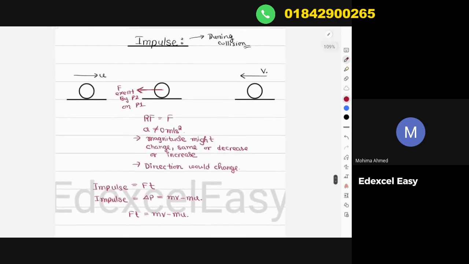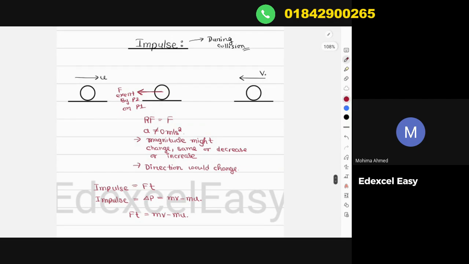Is there any problem so far in case of impulse calculation? Which one is the formula? I'm sorry, Asif, I couldn't listen to you. Can you repeat? Which one was the exact formula?